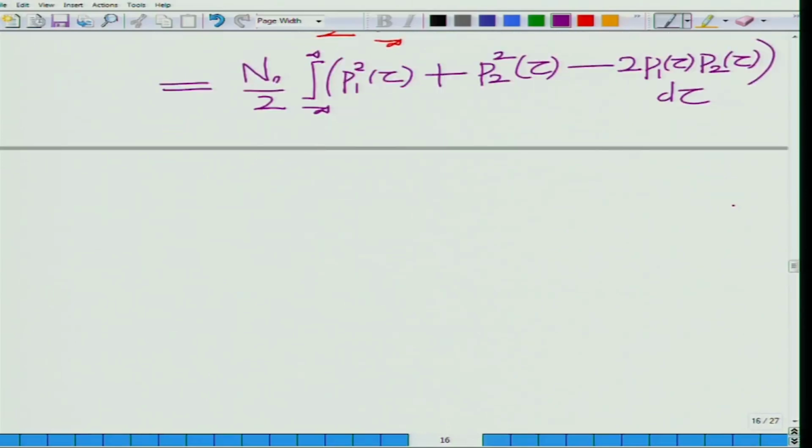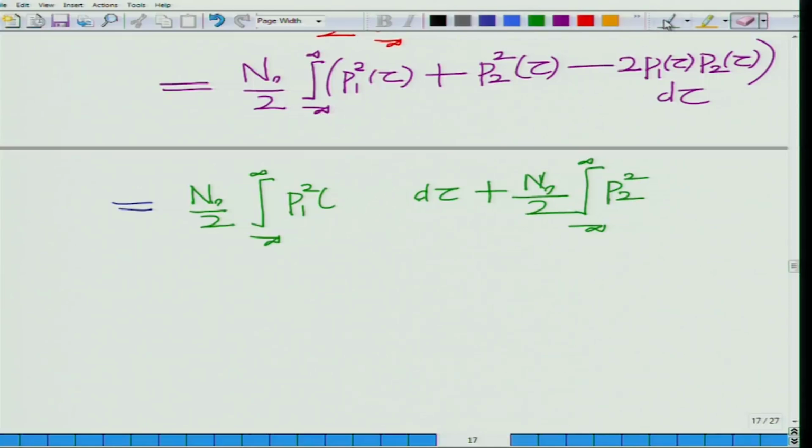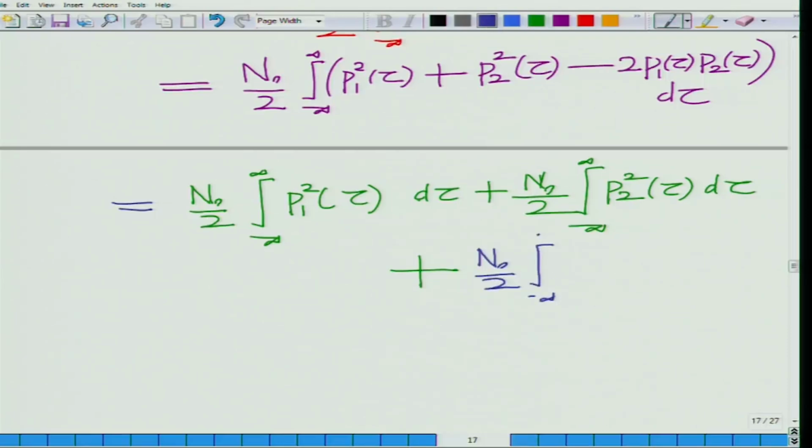Now, you split this into three terms. This is equal to n naught by 2 integral from minus infinity to infinity P1 square (t minus tau) d tau, plus n naught by 2 integral from minus infinity to infinity P2 square (t minus tau) d tau, plus the third term, which is n naught by 2 integral from minus infinity to infinity P1(tau) P2(tau) d tau.